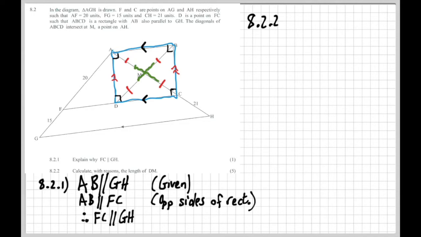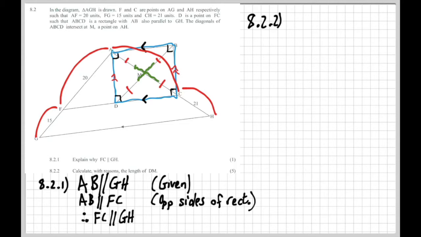Please, at this moment of time, do not jump too quickly into 8.2.2. Okay? I know that I'm writing 8.2.2 already, but before you actually jump into it, let's have a look. What does it mean now that FC is parallel to GH? It means that AF over FG is equal to AC over CH. Because why? Because I've got that parallel side. So therefore, theorem 1 comes into play all of a sudden.